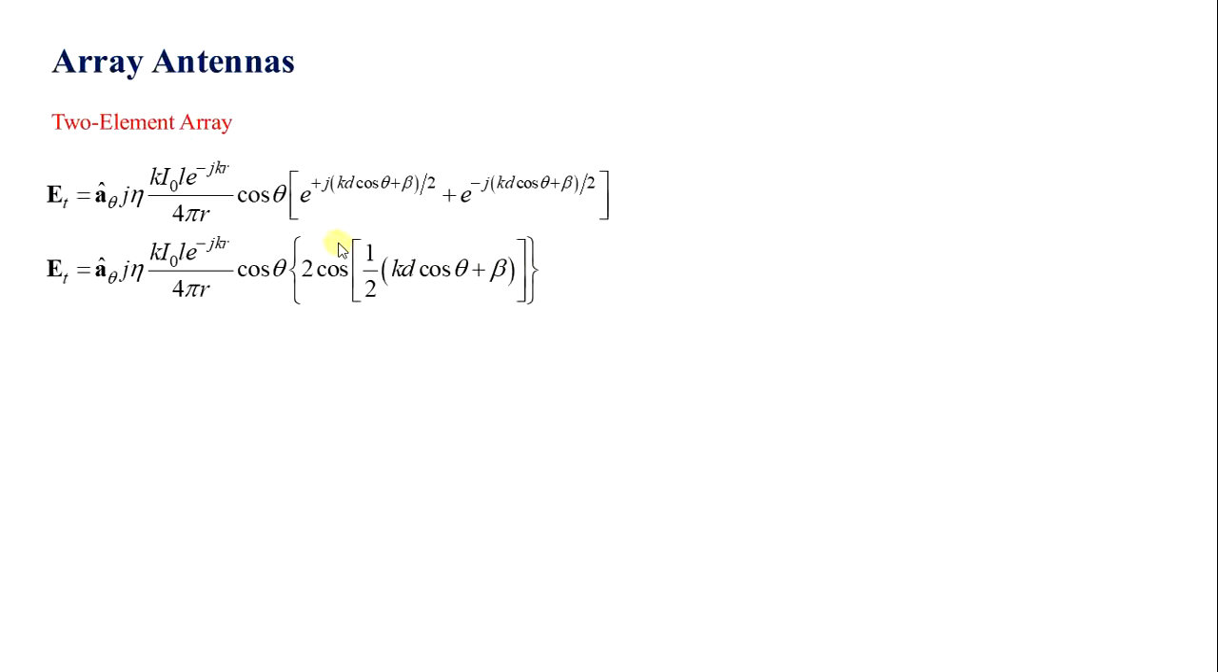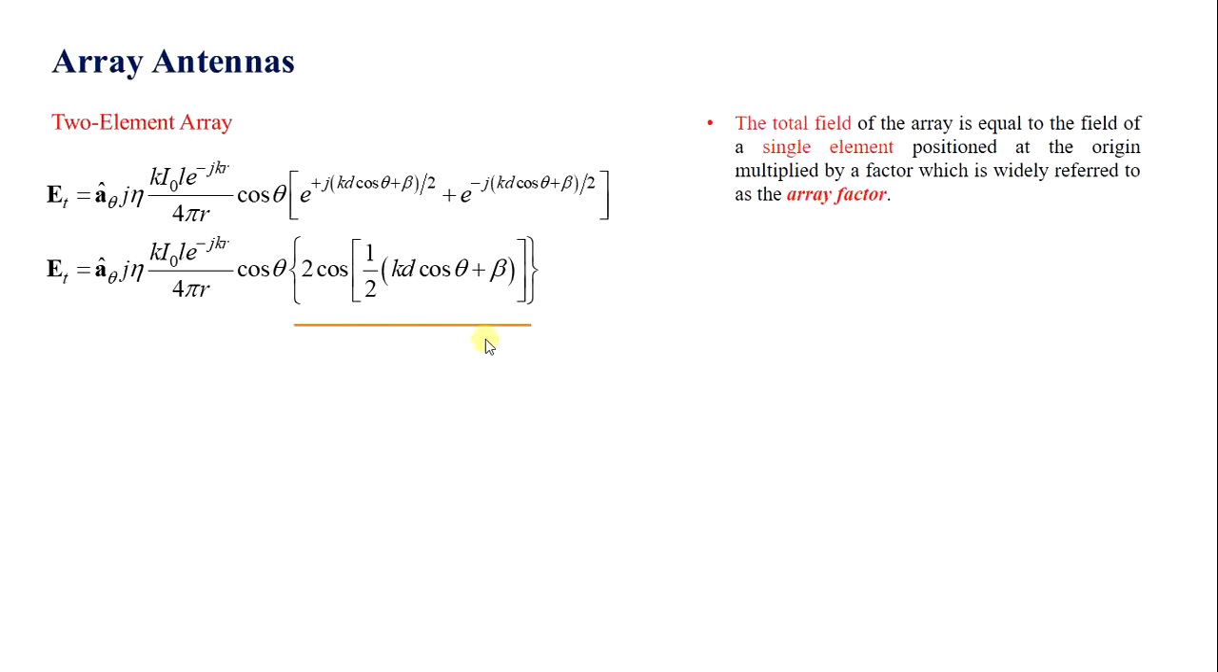So in this equation of total electric field, if we put those values, we get e raised to j theta plus e raised to minus j theta is twice of cos theta. By putting that value, we get the total electric field as a theta bar j eta k I naught L e raised to minus j k r upon 4 pi r, twice of cos of (1 by 2 k d cos theta plus beta).